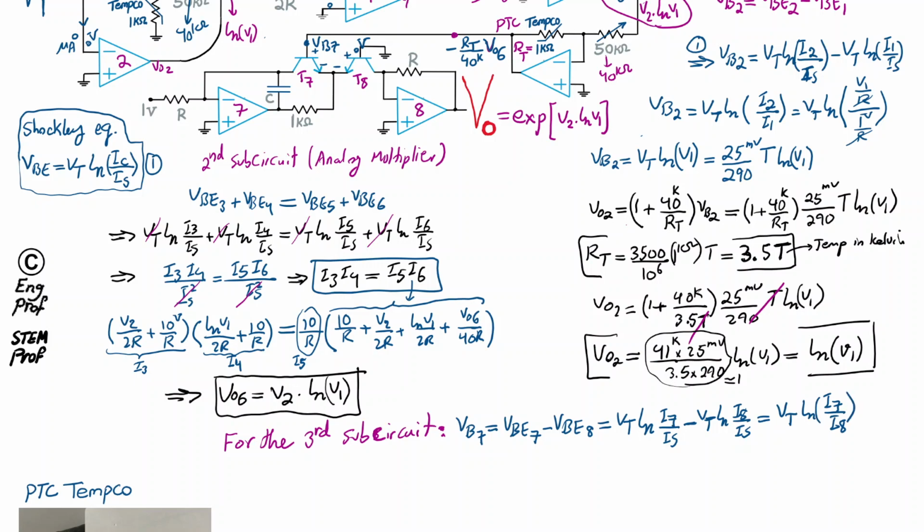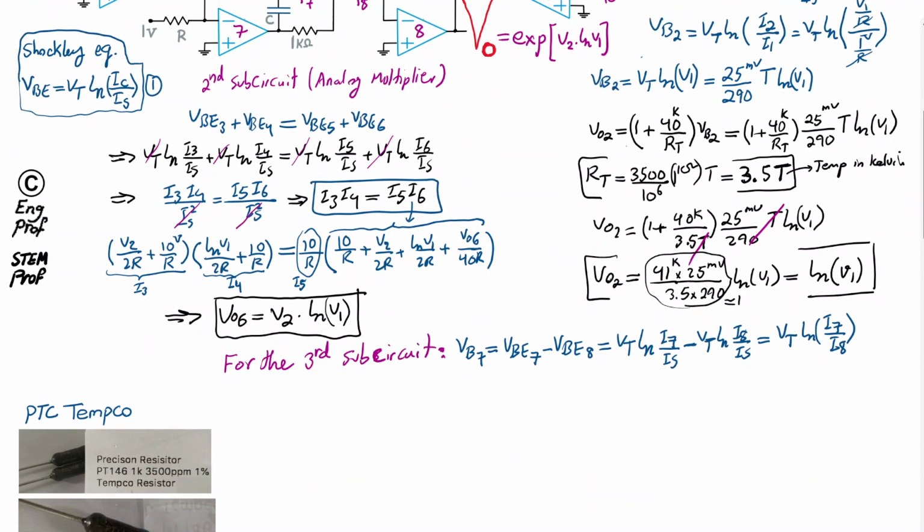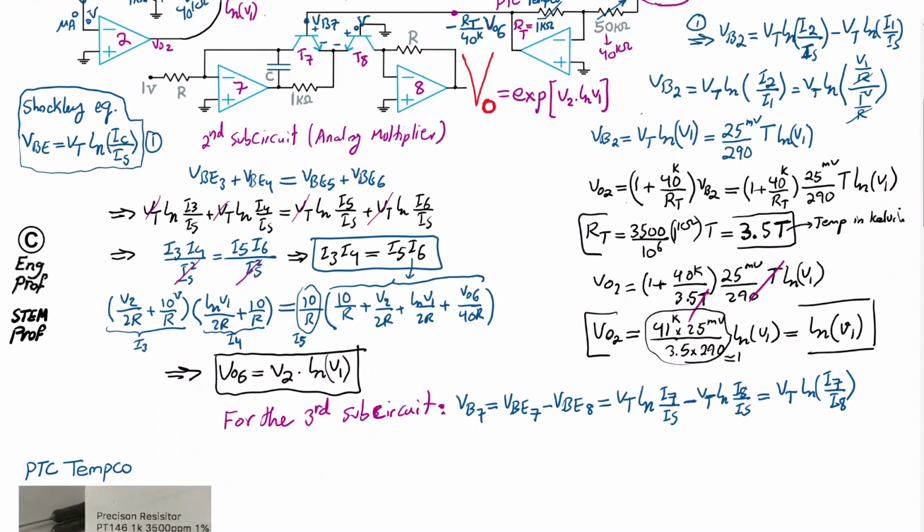Now we need to substitute for I7 and I8 in numerator and denominator. So that's easy. So I'm going to continue here. Therefore, the voltage of the base of transistor 7 is equal to VT, as I mentioned before, so let's write it one time, VT ln, and then I7 is the current that is going this way, I7.